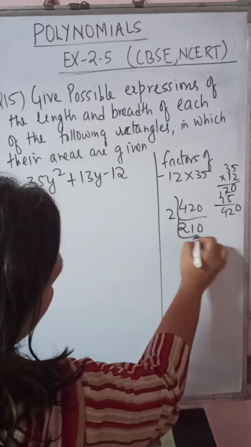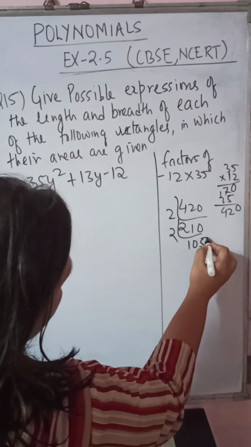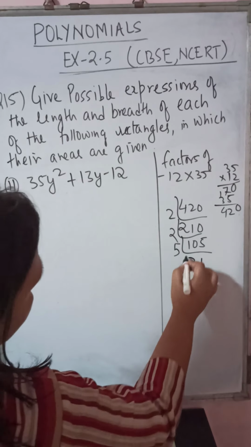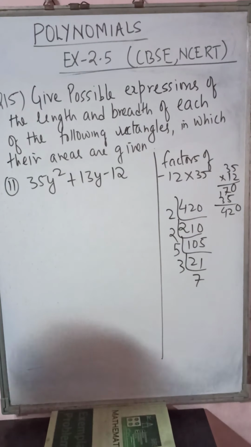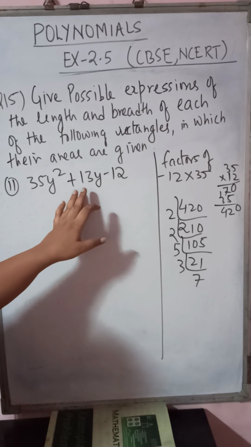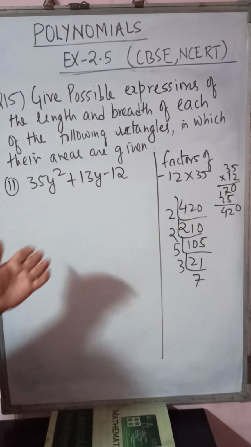2 1s are 2. 2 10s are 20. 2 5s are 10. 5 2s are 10. 5 1s are 5. 3 7s are 21. So these are the factors. Now arrange these factors in only two forms, because here 13y you have to split in only two factors.